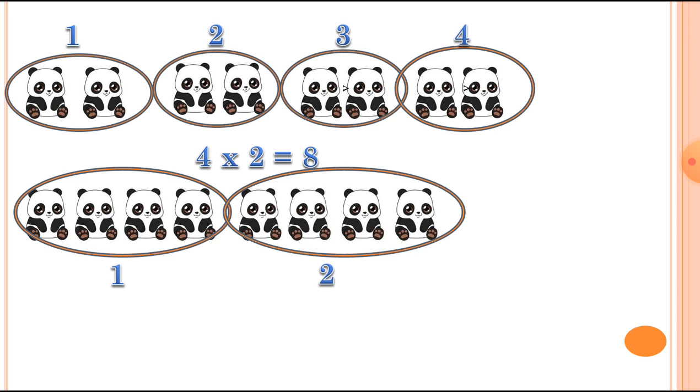So in which way can we write? This way we can write, because there are 2 groups. That's why I am writing 2. This is the number of groups. And number 4 means how many in each group. So there are 4 pandas in each group. That's why I am writing 4. 2 fours is equal to 8. This is the way to make the groups and write down the multiplication fact.